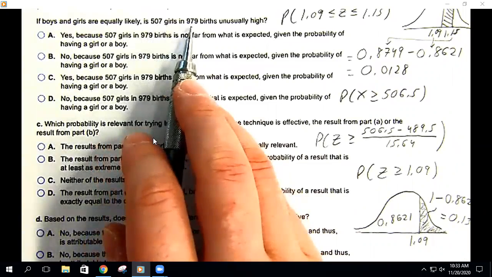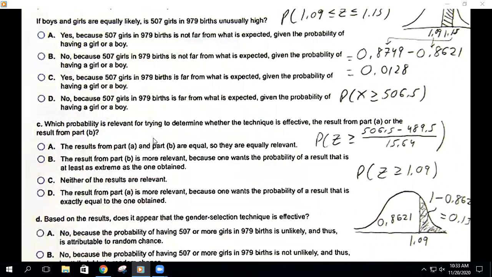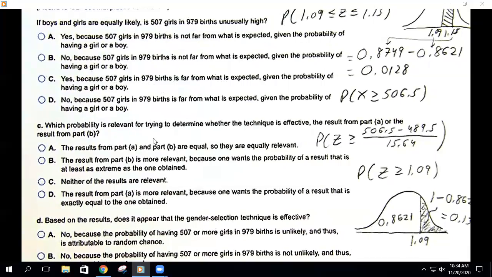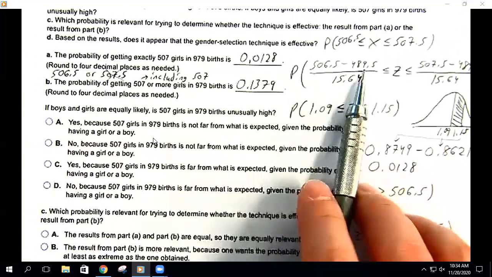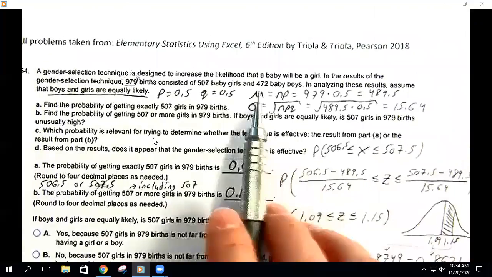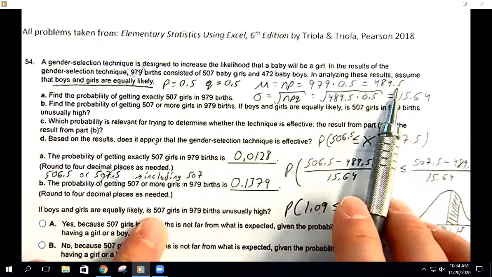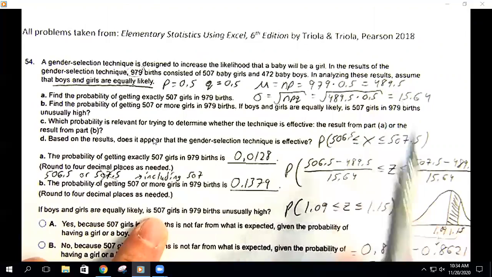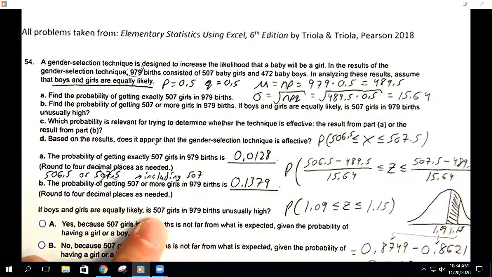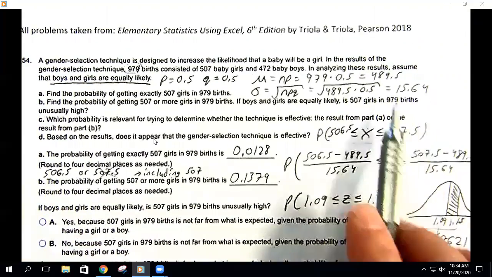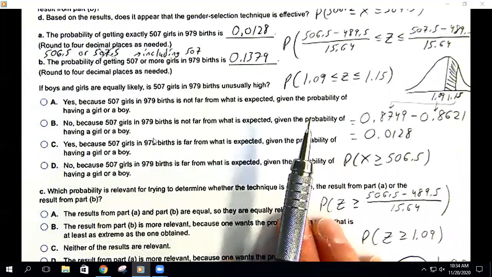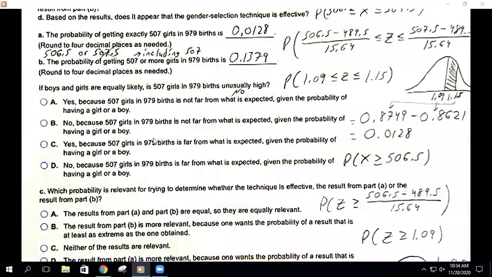So now we want to know if boys and girls are equally likely, is 507 girls in 979 births unusually high? Well, we were expecting 489.5 girls out of this many births. 507 is only 17 girls above that approximately. So it's not really an unusually high number. It's actually pretty close to the mean number of girls that we'd expect. So is it unusually high? No.